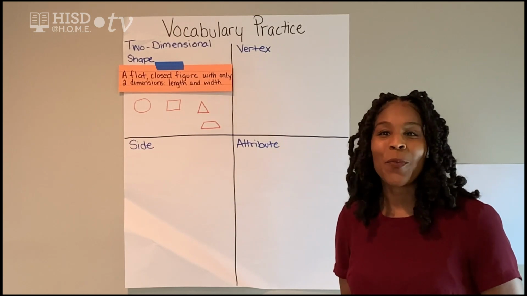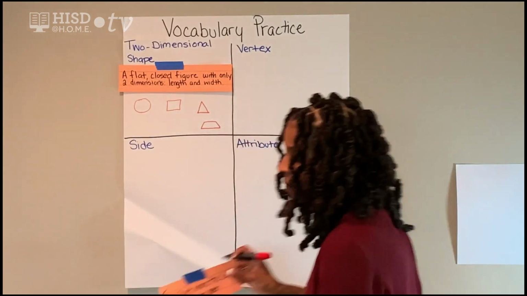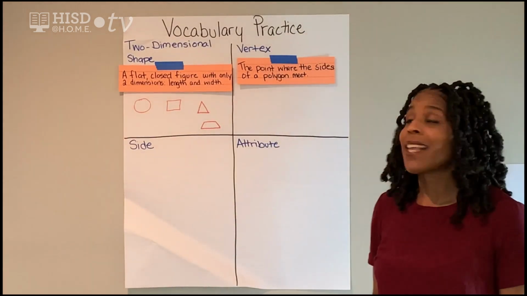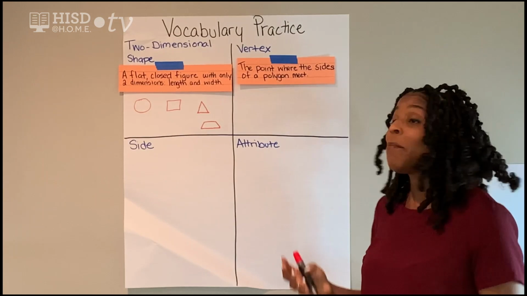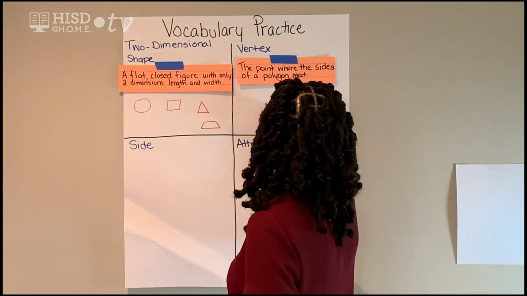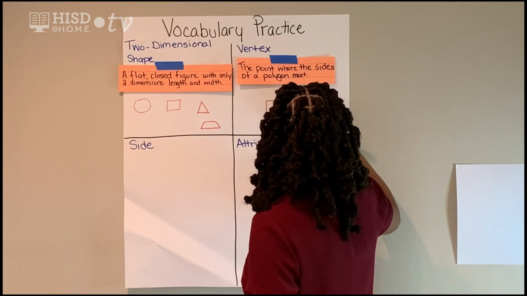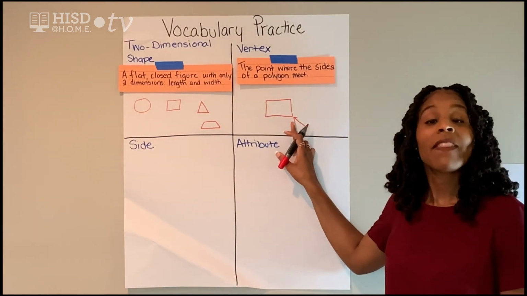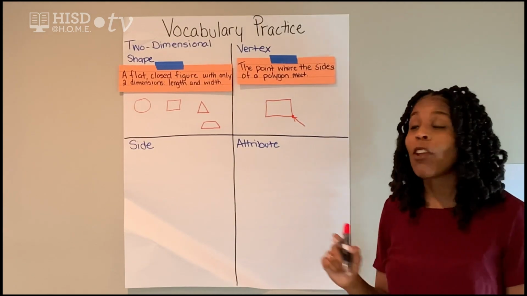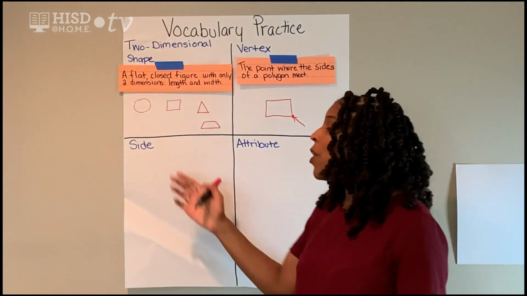All righty, let's continue. Now let's go to our vertex. Vertex is the point where the sides of a polygon meet. So it's the point where the polygon meets. Here is a vertex. This is the point where our polygon meets. I'm going to put a dot there so you can really see that that is where the vertex is located.